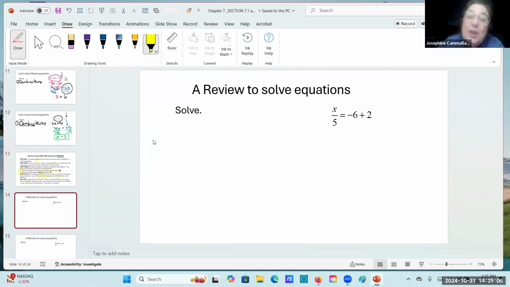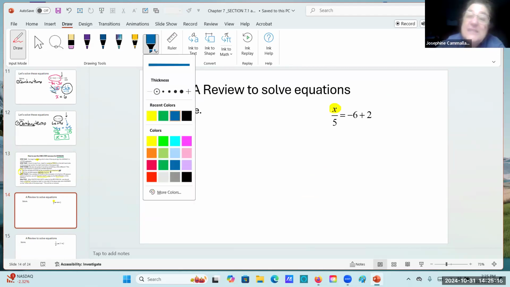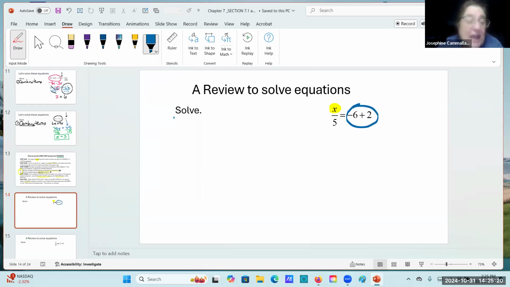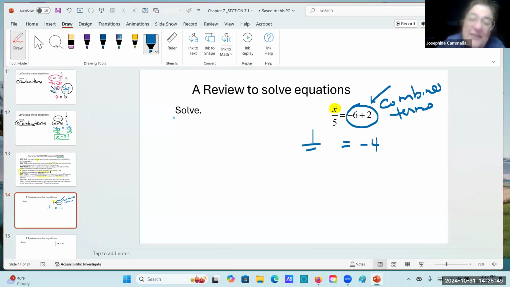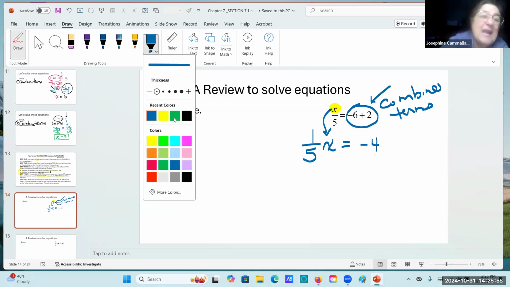Okay, this time, notice my x is the numerator of a fraction. I also have these 2 numbers on one side. First off, these 2 numbers are going to equal -4 because I had to combine terms. But when I write this fraction, I write it as 1/5, and I put the x behind. Do you see I put the x behind right here?